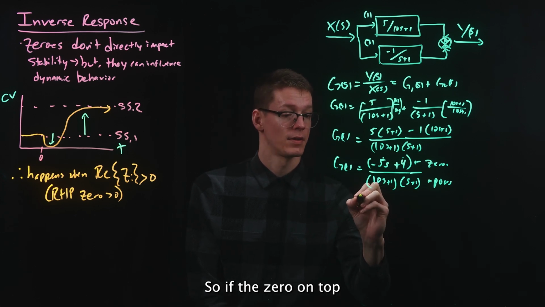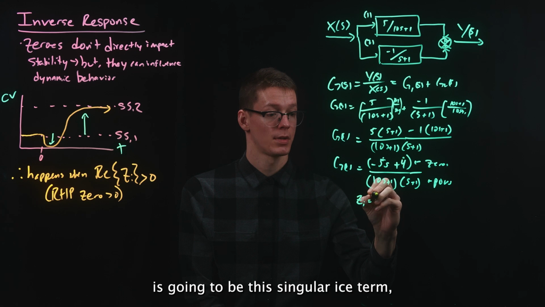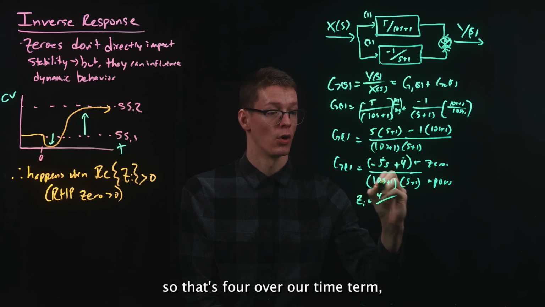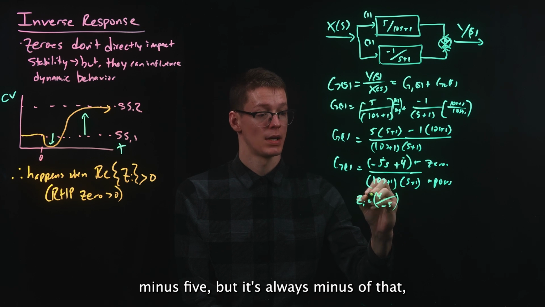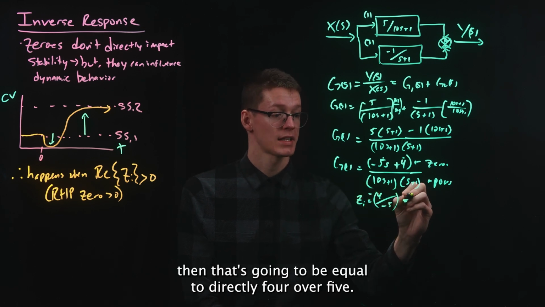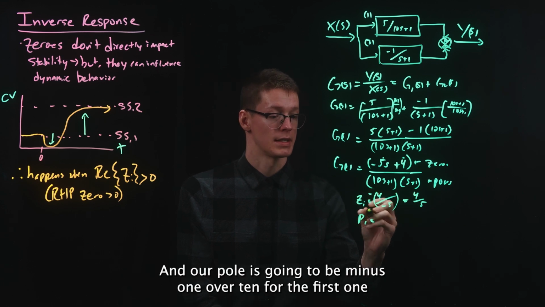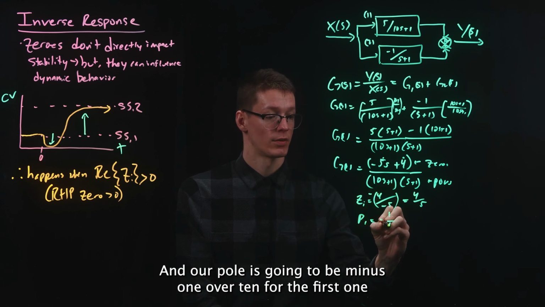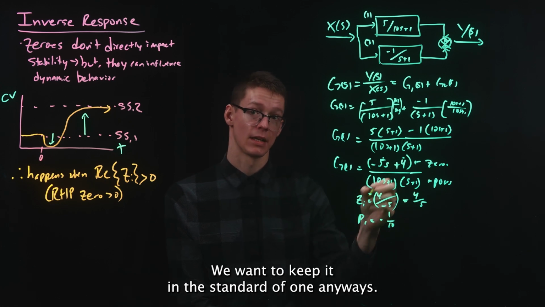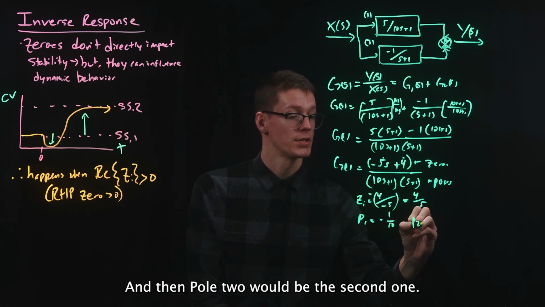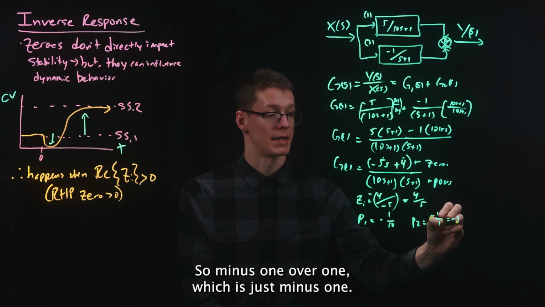So the zero on top is going to be this singularized term, so that's 4 over our time term minus 5, but it's always minus of that, then that's going to be equal to directly 4 over 5. And our pole is going to be minus 1 over 10 for the first one, because that's the time term and that's the standard term. We want to keep it in the standard of 1 anyways. And then pole 2 would be the second one, so minus 1 over 1, which is just minus 1.